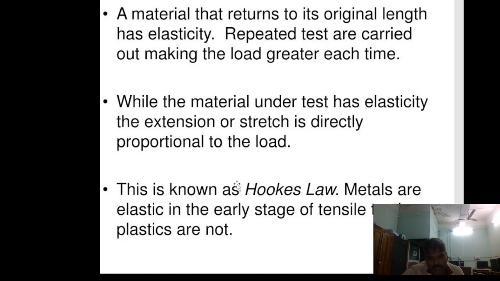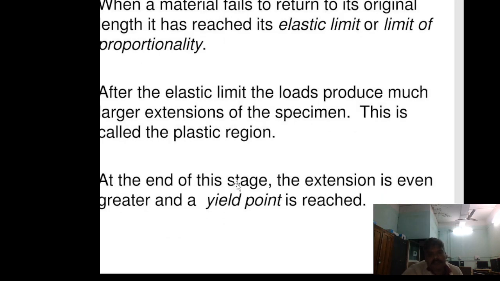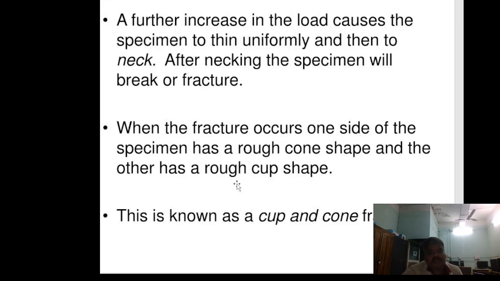Metals are elastic in the early stage of tensile testing. Plastics are not. When a material fails to return to its original length, it has reached its elastic limit or limit of proportionality. After the elastic limit, the load produces much larger extension of the specimen. This is called the plastic region. At the end of this stage, the extension is even greater and a yield point is reached. A further increase in the load causes the specimen to thin uniformly and then to neck. After necking, the specimen will break or fracture.